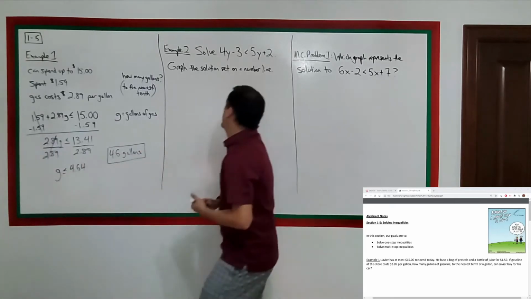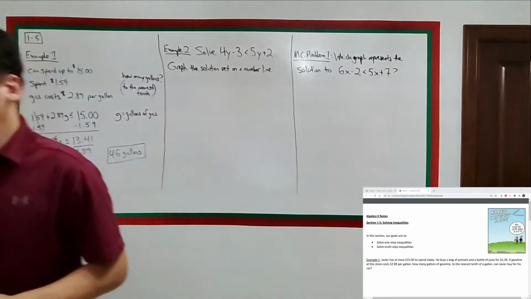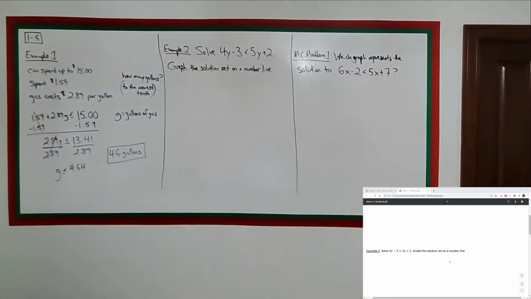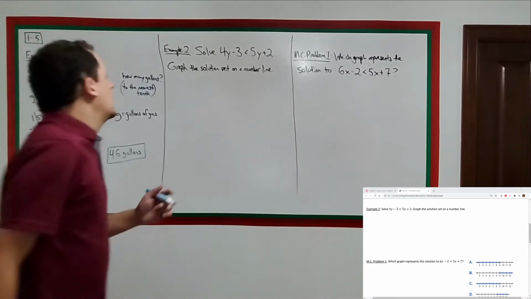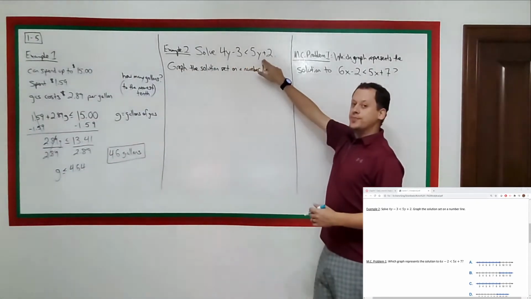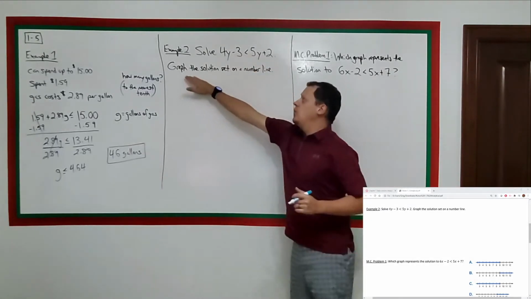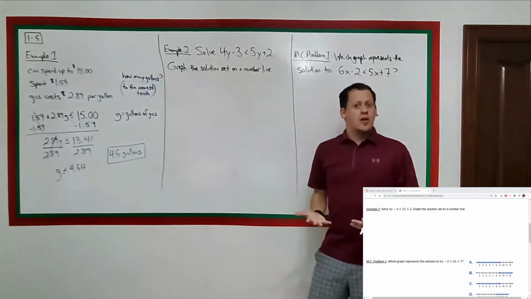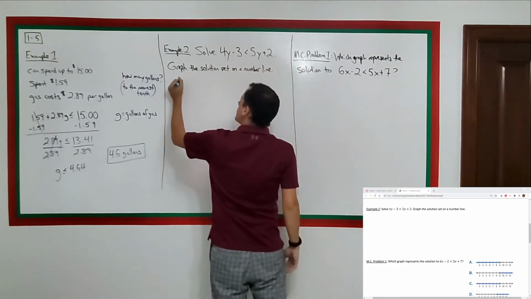This one. So, example 2 wants us to solve. Let's show you what it looks like in the notes. It's the same as what I've got. There we go. 4y minus 3 is less than 5y plus 2. Graph the solution set on a number line. We'll talk about what this means when we have our answer. I'm just going to rewrite what's here, this inequality.